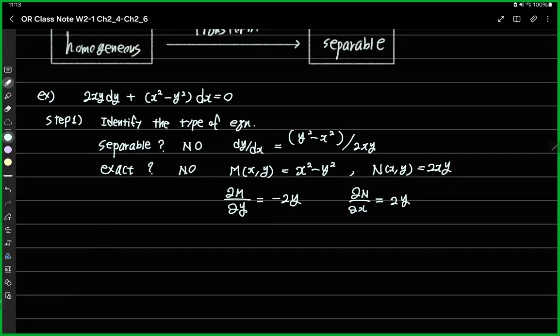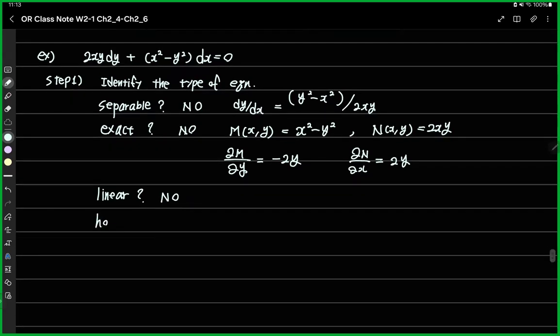Is it linear? It's not linear because of the y squared term. So, is this homogeneous? The answer is yes. Why? Let's figure out f of x, y. So dy/dx is equal to this, right? y squared minus x squared over 2xy. So that's the f of x, y.